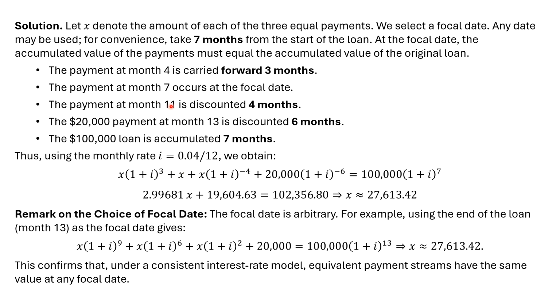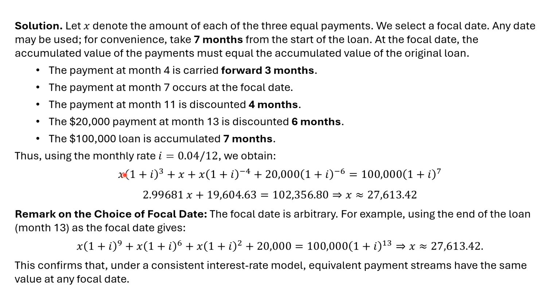Then the third payment is made at month 7, but it wasn't due until 11, so that's actually discounted. That would be X times (1 plus i) to the minus 4. And then the $20,000 payment, again, is made 6 months early because it wasn't due until month 13. So that's 20,000 times (1 plus i) to the minus 6.